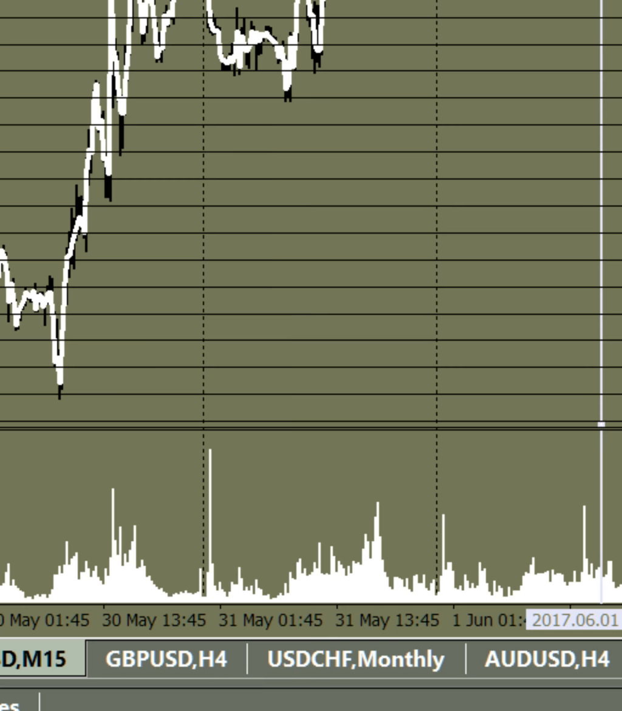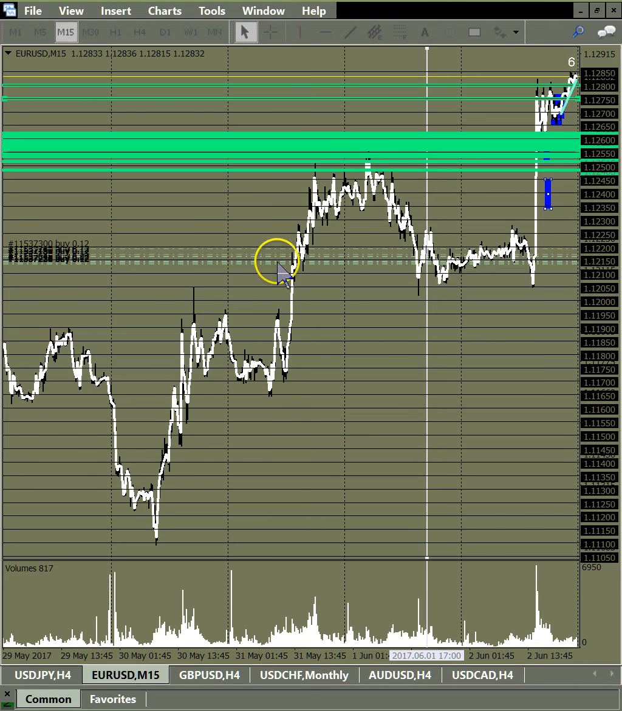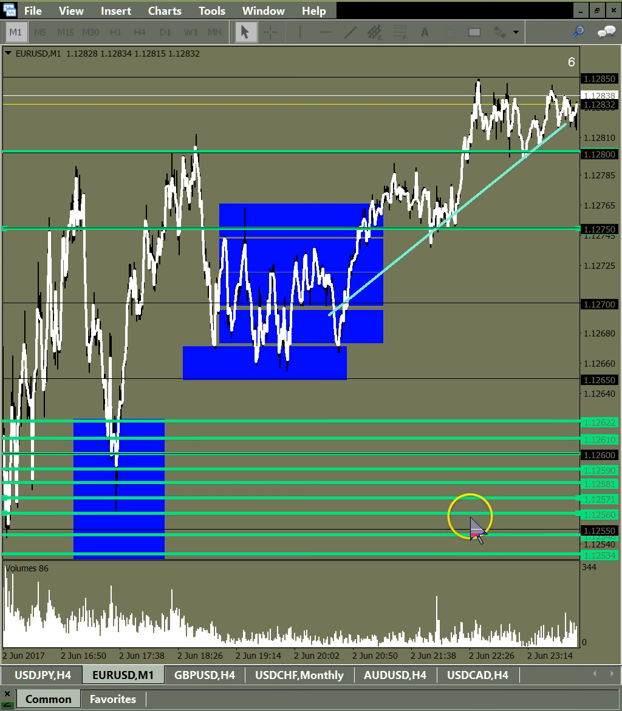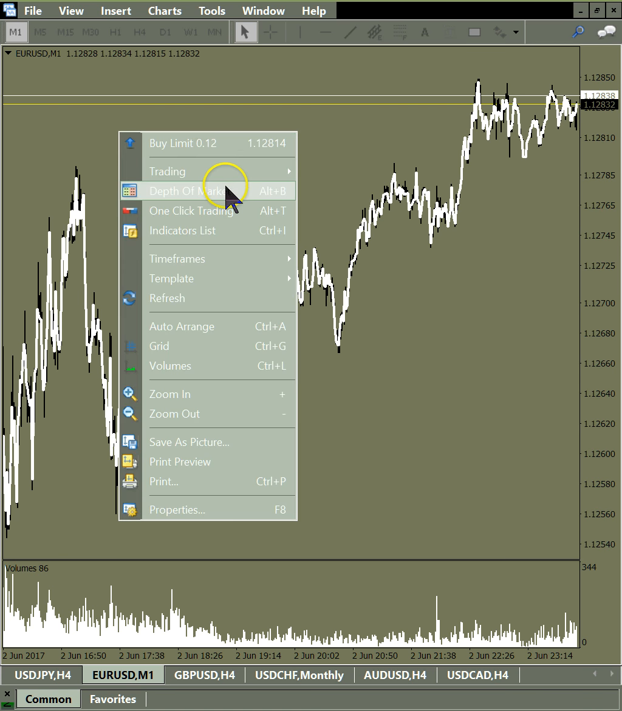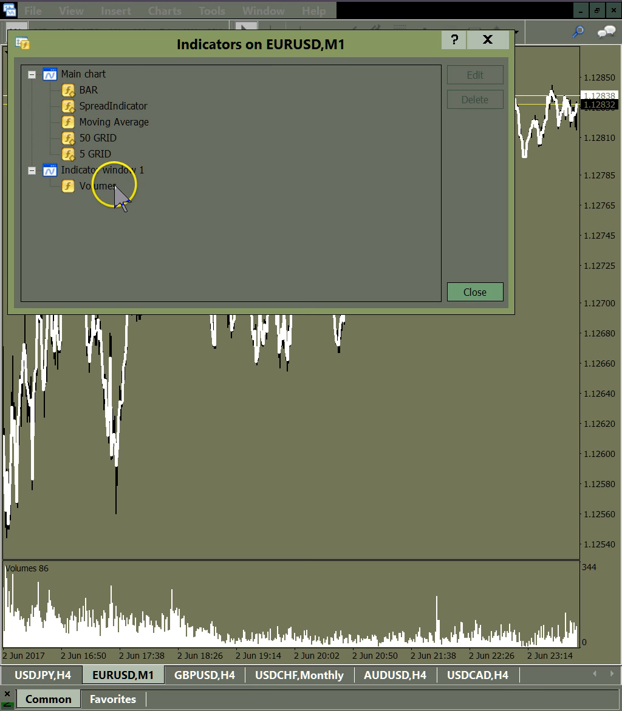Here, go to the 1-minute chart. It makes you feel better. I'm astounded. But this is the 15-minute chart. Go to the 1-minute chart. Okay. I gotta get this volume off of here. I'm losing screen space. Okay. We don't care about volume. I don't.